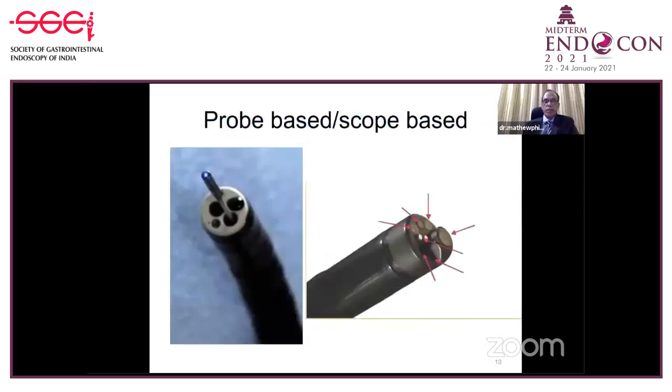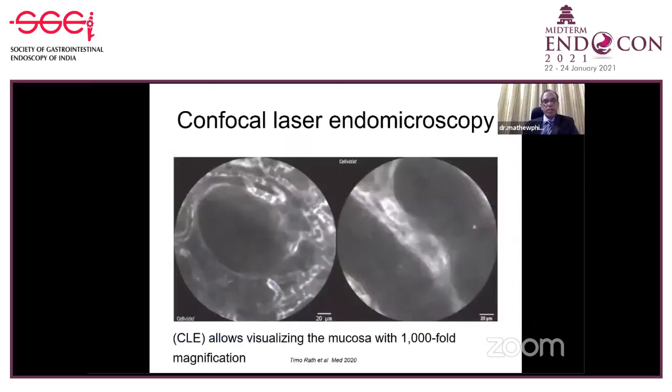You have probe-based or scope-based, and scope-based is not commonly used now; it is probe-based. You can see very good cross-sectional as well as longitudinal images, but it's black and white. The beauty of it is that it can go up to 1,000-fold magnification.